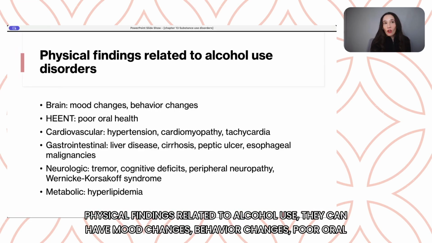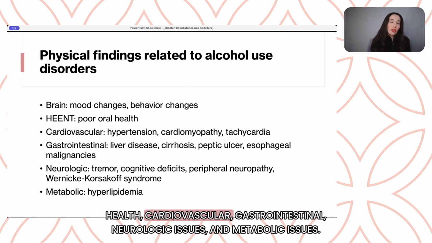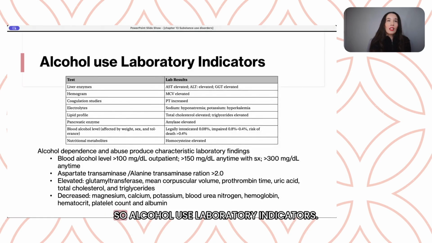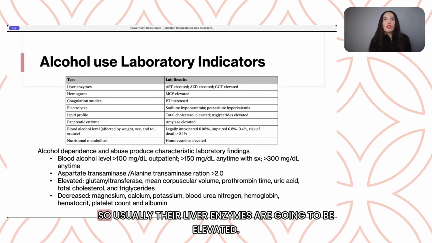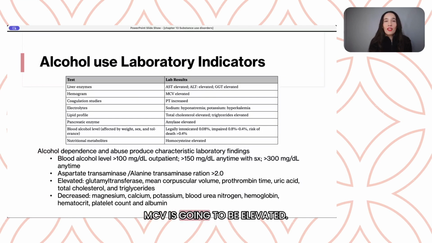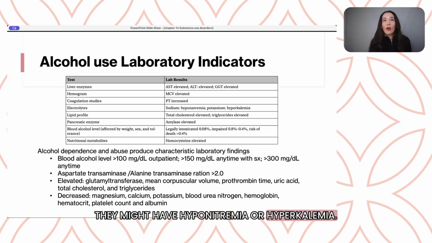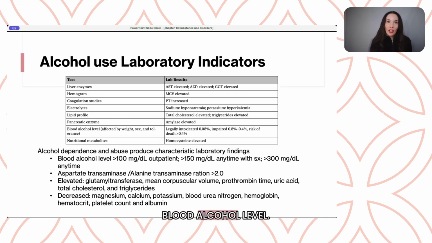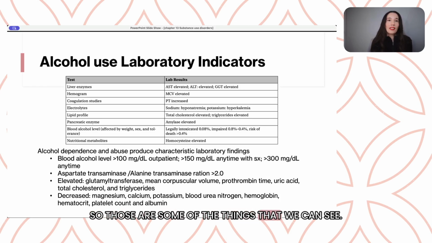Physical findings related to alcohol use, they can have mood changes, behavior changes, poor oral health, cardiovascular, gastrointestinal, neurologic issues, and metabolic issues. And we talked about this a little bit earlier. So alcohol use laboratory indicators. Usually their liver enzymes are going to be elevated. MCV is going to be elevated. PT is going to be increased. They might have hyponatremia or hyperkalemia. Usually their total cholesterol and triglycerides are elevated. Their amylase is elevated. Obviously blood alcohol level. So those are some of the things that we can see.